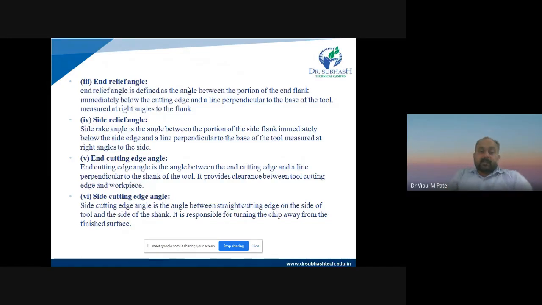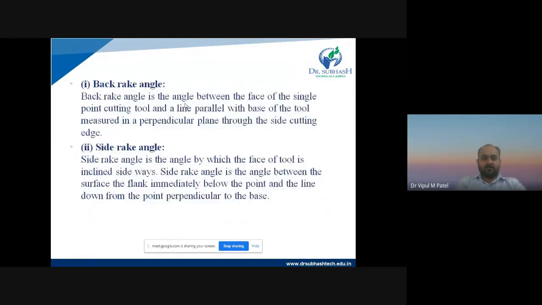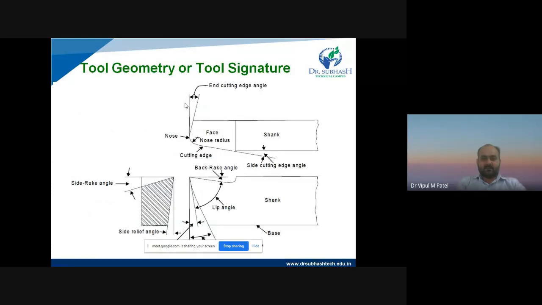Now, side cutting edge angle. Side cutting edge angle is the angle between the straight cutting edge on the side of the tool and the side of the shank. I hope you can easily understand side cutting edge angle with the use of this figure. Side cutting edge angle is over here. So this one is a cutting edge and this one is a line parallel to the shank, right?